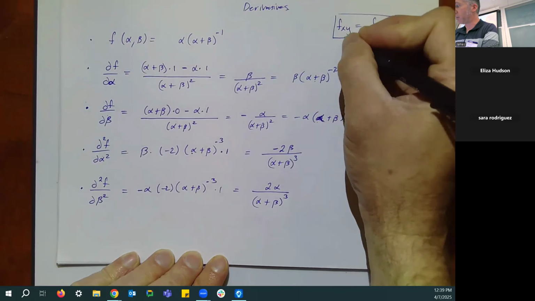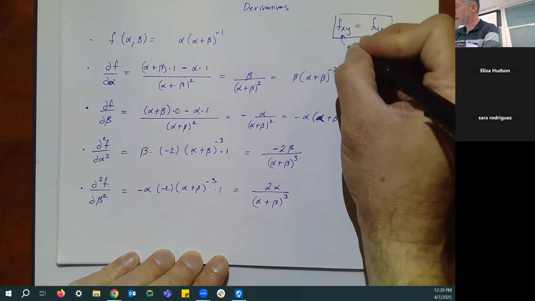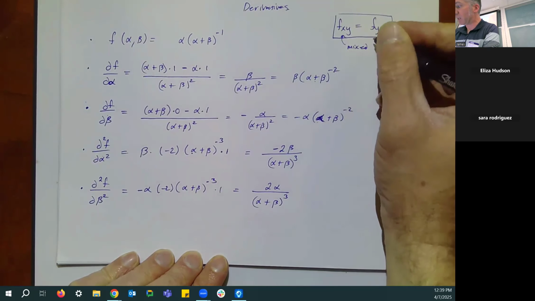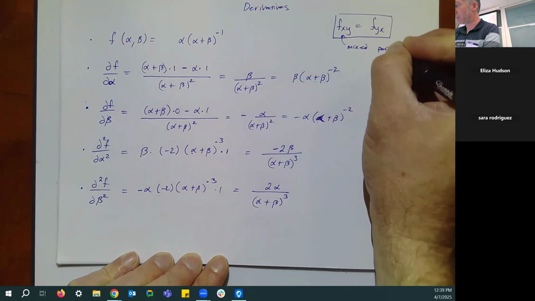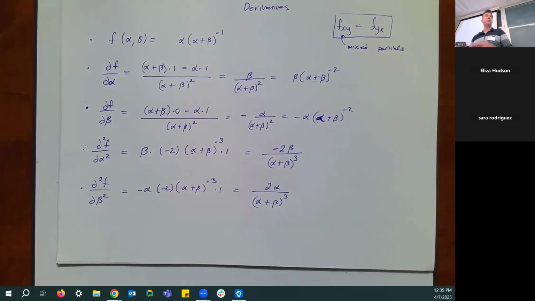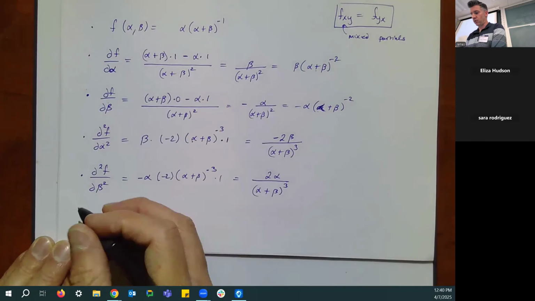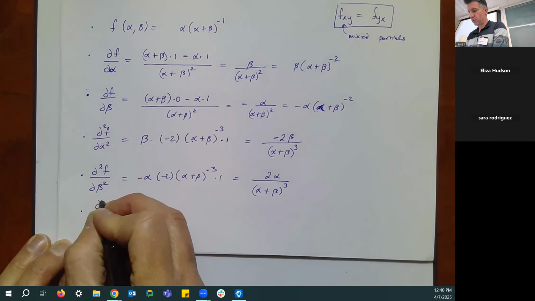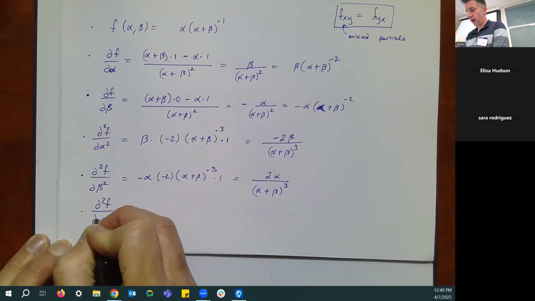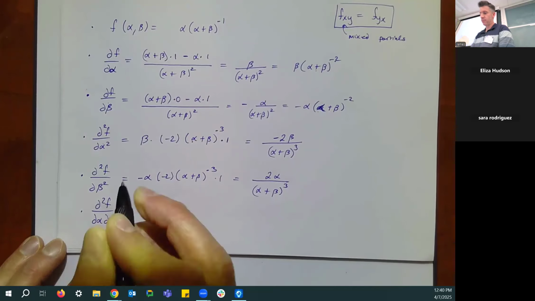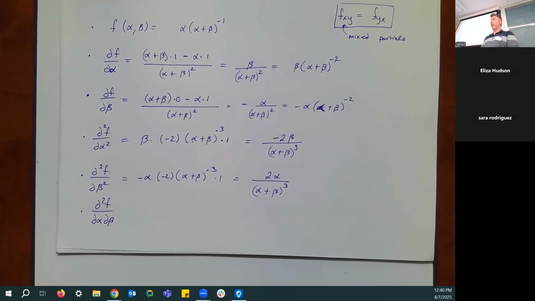Those are the mixed partials, meaning we're mixing it up by taking the derivative with respect to each variable once. And what we're saying is the order we do that in doesn't matter. You can do x first then y or y first then x. You can do alpha first then beta or beta first then alpha. Let's go ahead and do one of the mixed partials here. Let's do del squared f del alpha del beta. Meaning we're doing beta first.